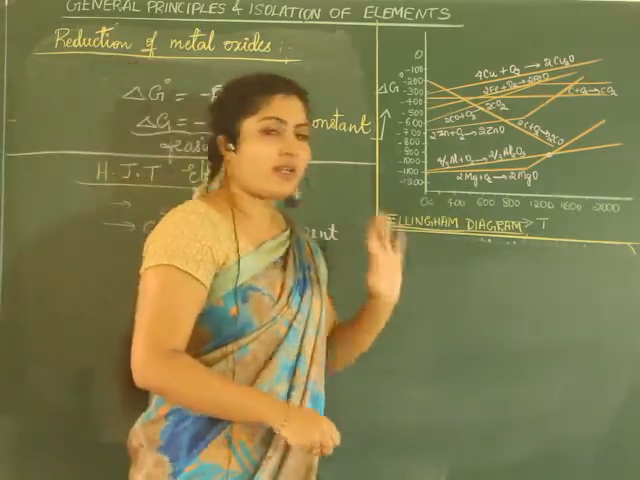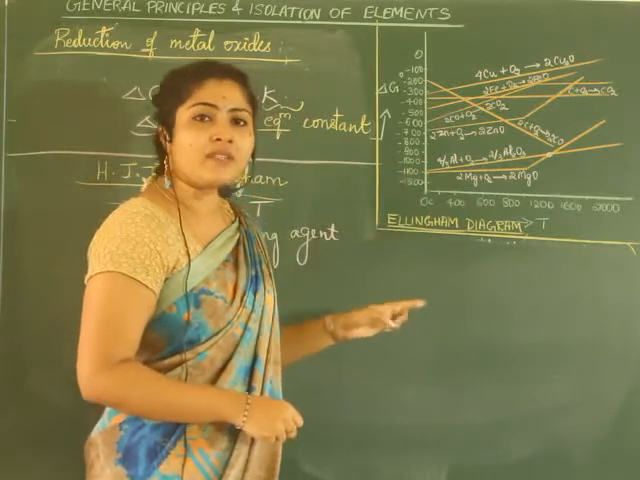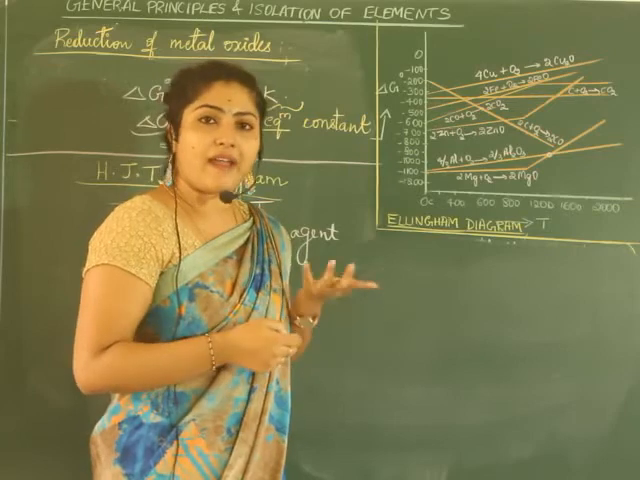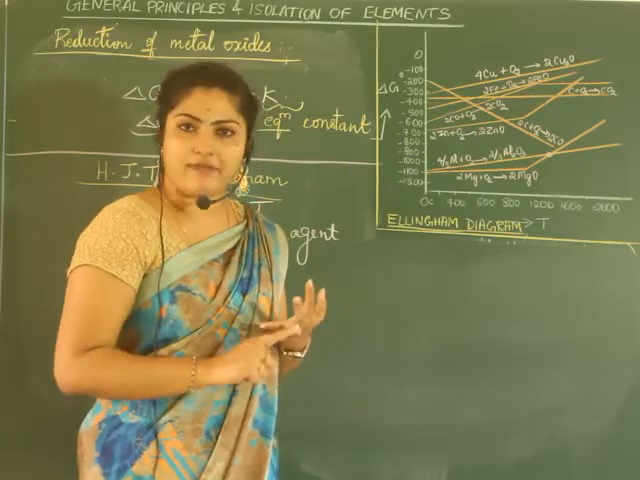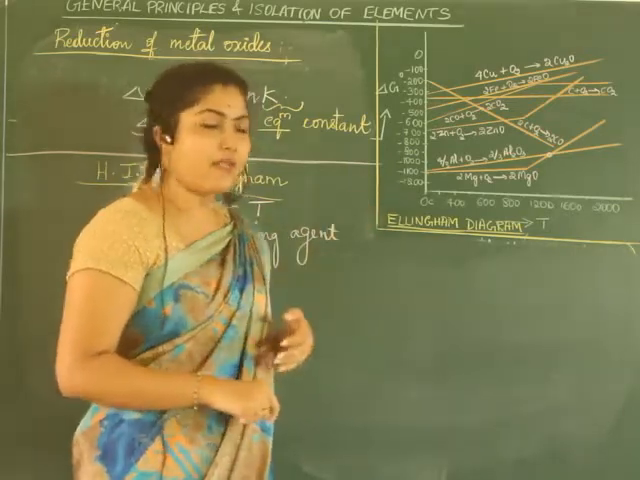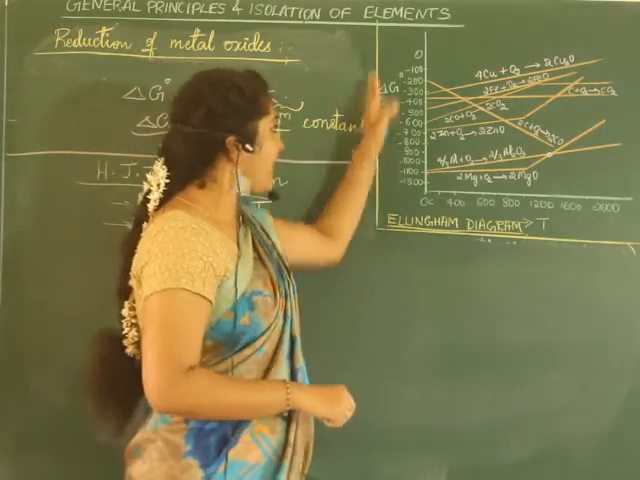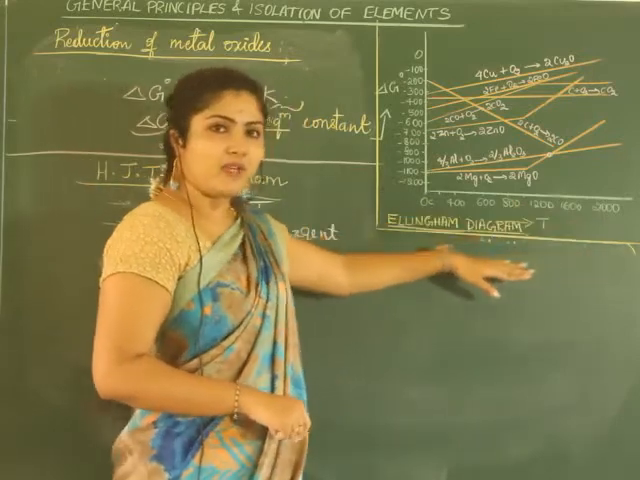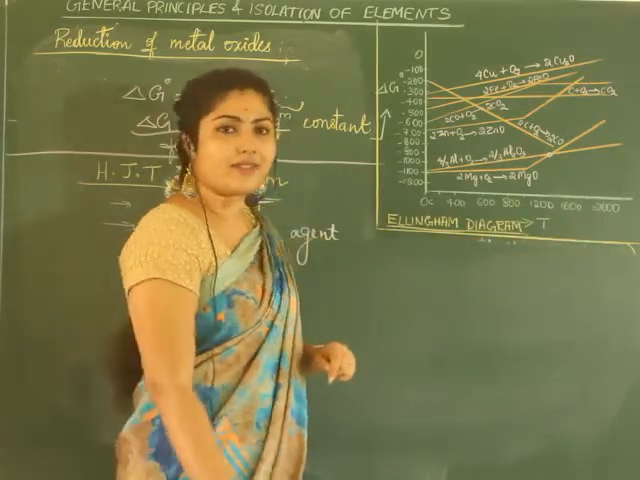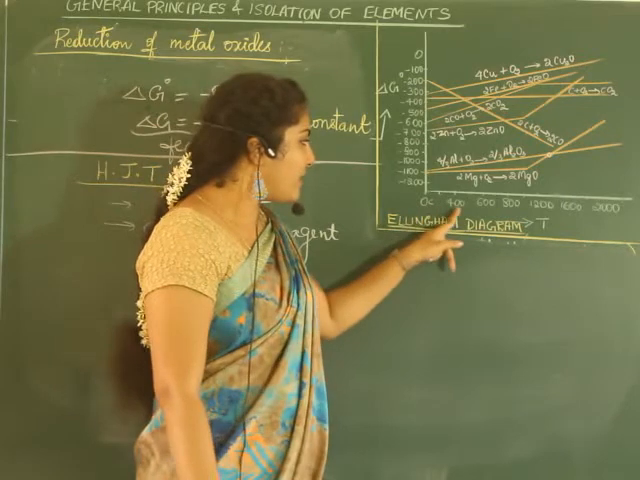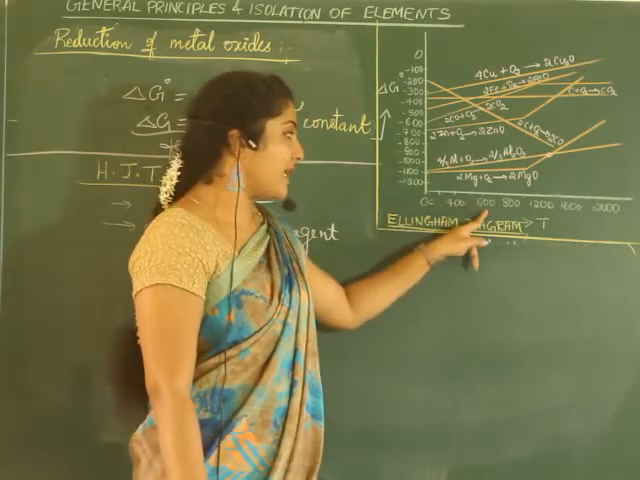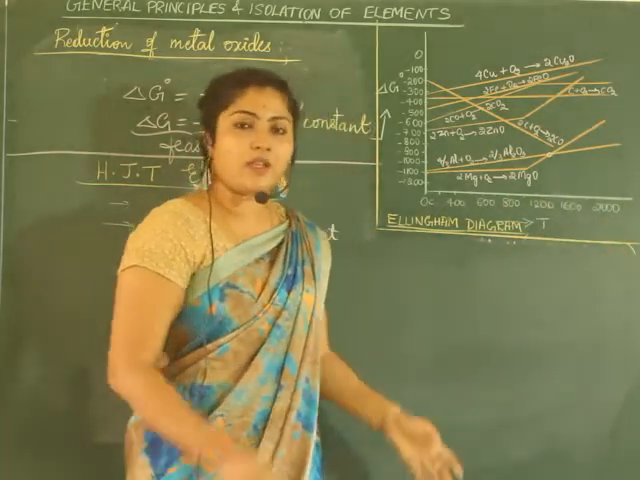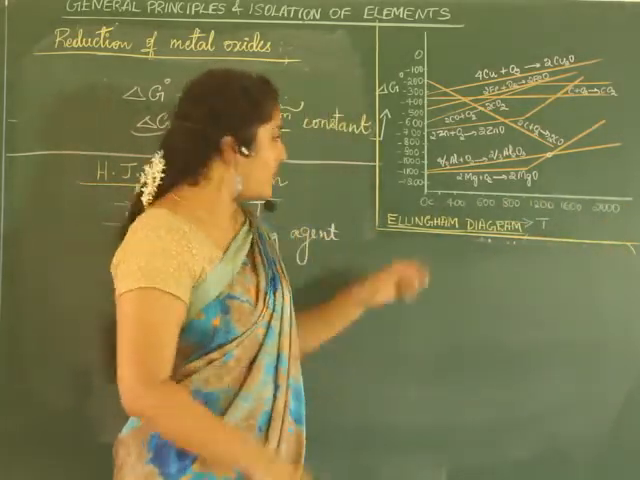So just look at this particular diagram. This Ellingham diagram is given for oxides. You can also find Ellingham diagrams for carbonates and sulfides. This is given in your syllabus, so just have a look at it. Here are the delta G naught values, and temperature values along the x-axis: 0 degrees Celsius, 400, 600, 800, 1200, 1600, 2000. You can also convert it into the Kelvin scale.